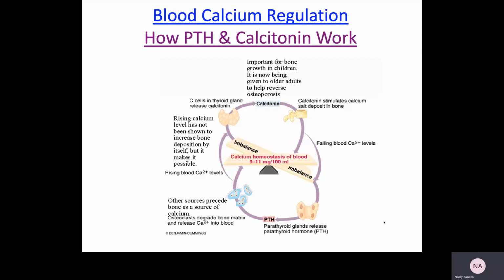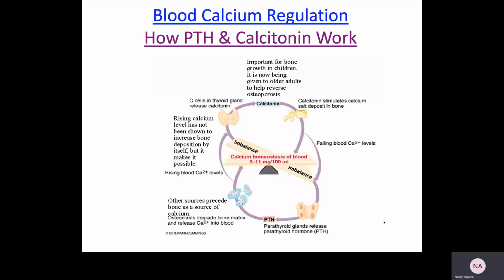You need to know this, not only for this section, but also for the endocrine system, which we're going to go over in the next class, Bio 132. We're going to regulate blood calcium levels through 2 hormones, which are calcitonin and parathyroid hormone, which is abbreviated PTH. So let's take a look-see and talk about what happens.